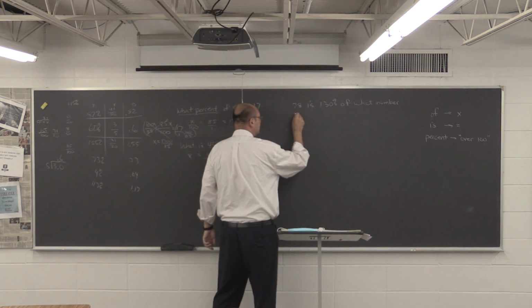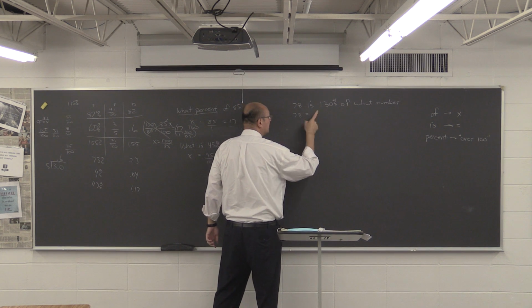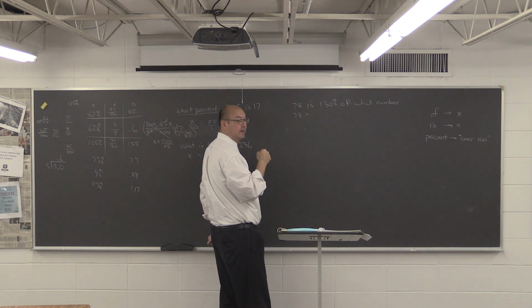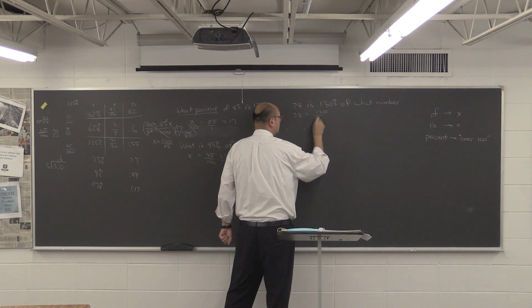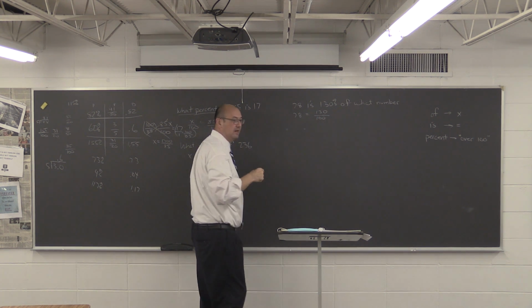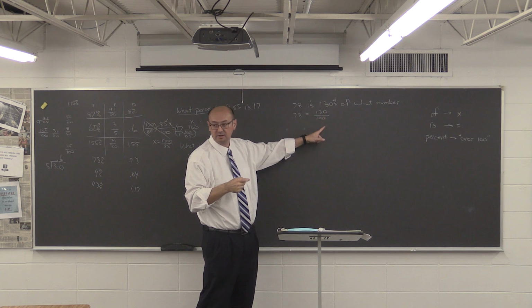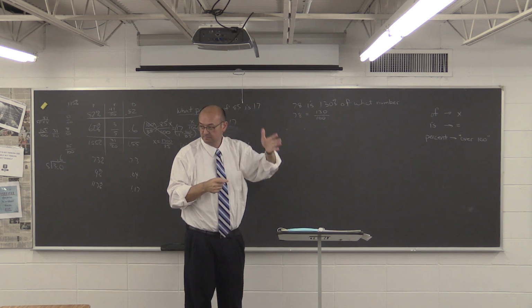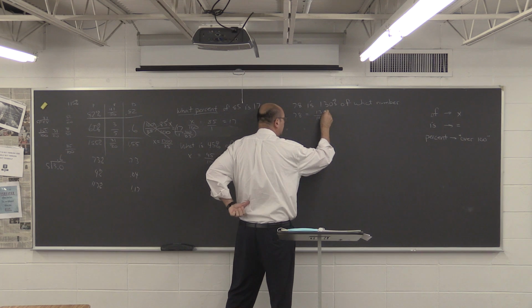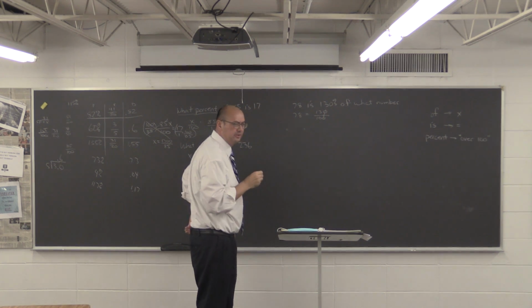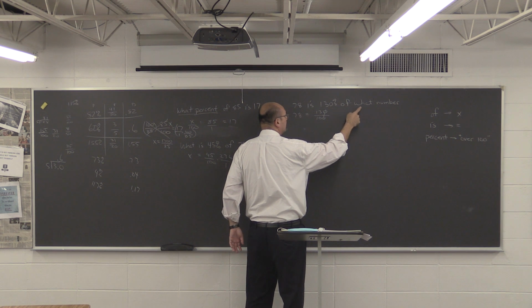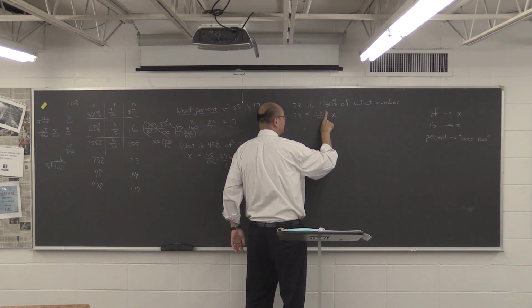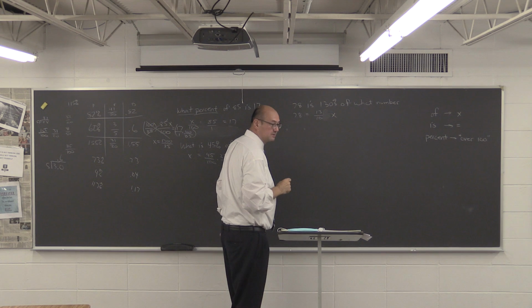78, what's "is" mean? Equals 130%. How do I write that? 130 over 100. But what do I have on the end of each fraction? 0. That means I can cancel that out. So really, it's 13 over 10. And I'd rather deal with smaller numbers, right? Of what number? Which is X. So that means really it's 13/10 X.